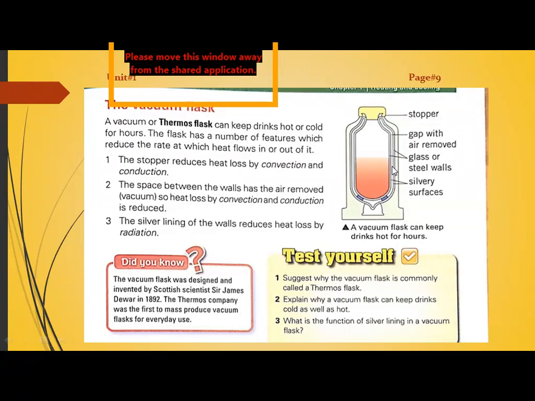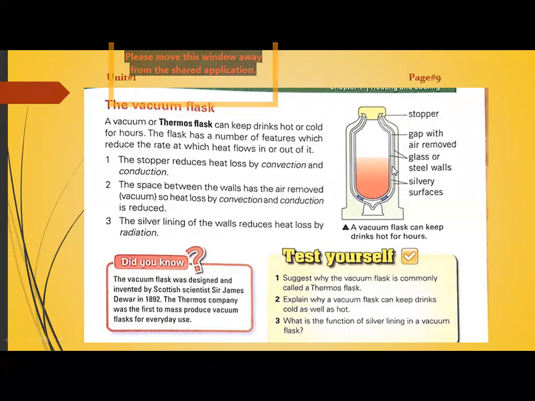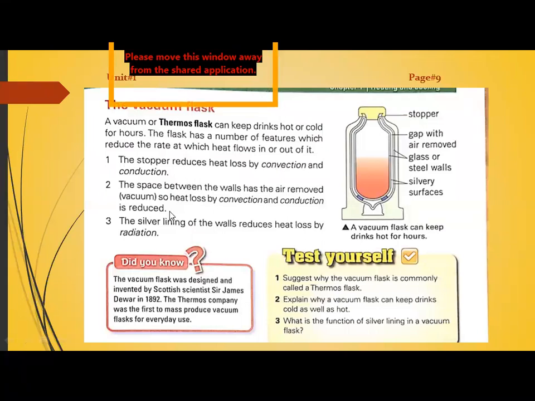Okay. The second question is, explain why a vacuum flask can keep drinks cold as well as hot. Why? What is the procedure? The reason behind it is that no heat can get in or out of the vacuum flask. So that's why the drinks will stay hot or cold for a very long time. Okay, and what is the function of the silver lining in a vacuum flask? So the third point is the answer to this question. The silver lining of the wall reduces heat loss by radiation. This is the answer to the third question.